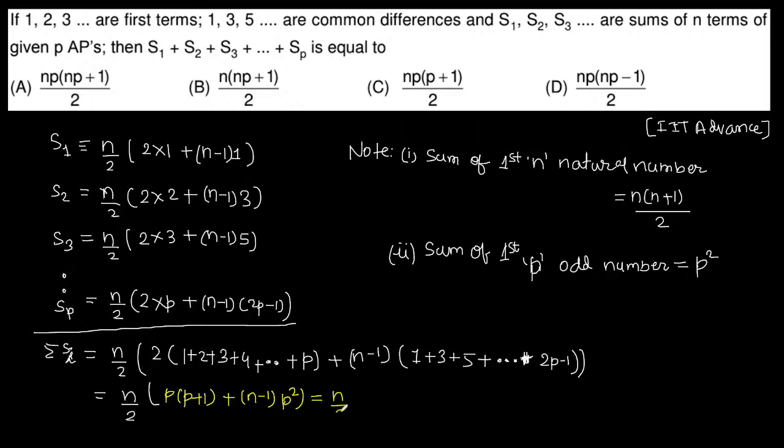This is n by 2, p plus np square. This is np by 2 into np plus 1. So I think option A is the answer.